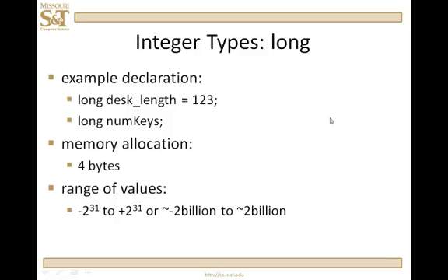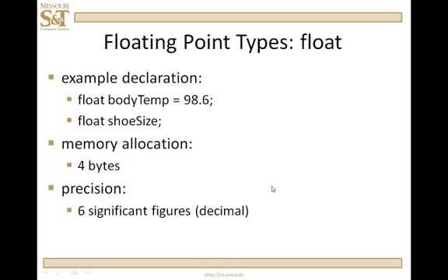Next type, long. The type is actually long integer. The declaration, long, say desc length or num keys. The allocation is 4 bytes, and this is standard, and again, the range of values negative 2 billion to positive 2 billion. That's the end of the integer types.